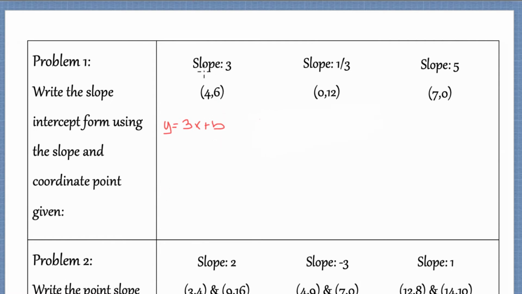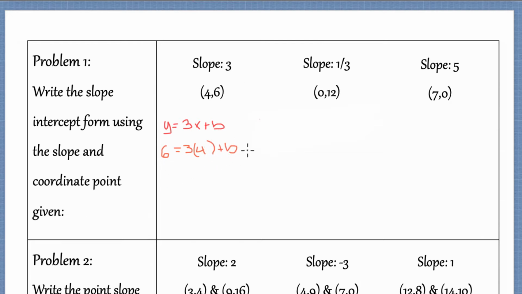So let's start doing this. First we have to plug in the y variable right here. The y part of this coordinate point is 6. So we're going to say that 6 is equal to 3 times, and then we have x, and the x term for this coordinate point is 4. So we're going to say 6 is equal to 3 times 4 plus b.